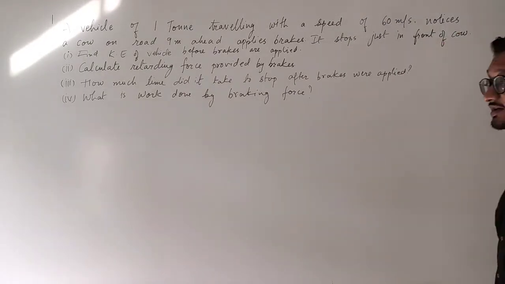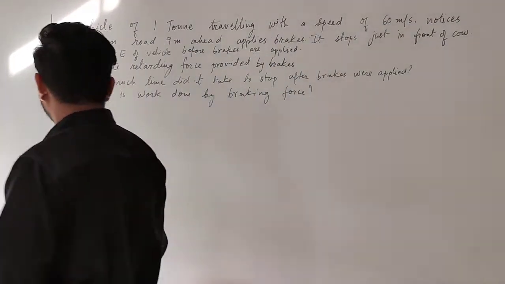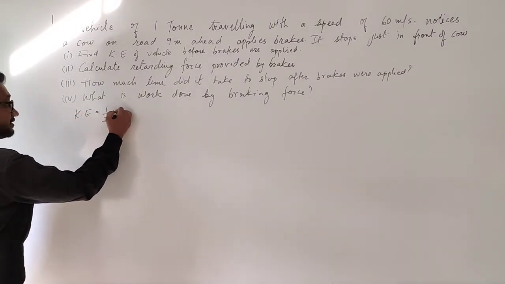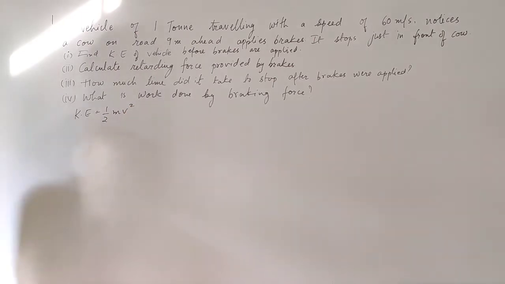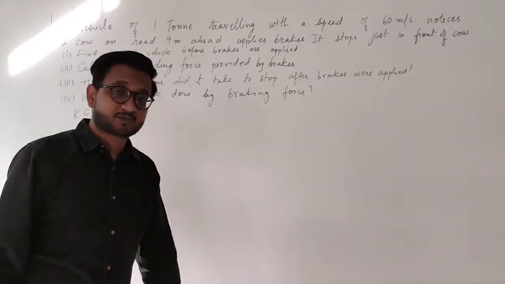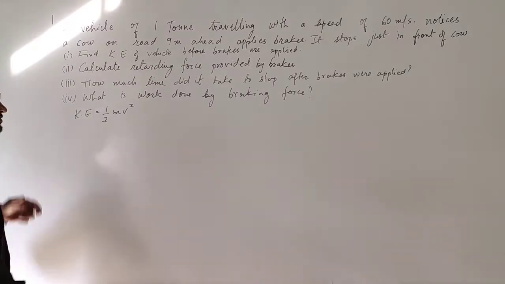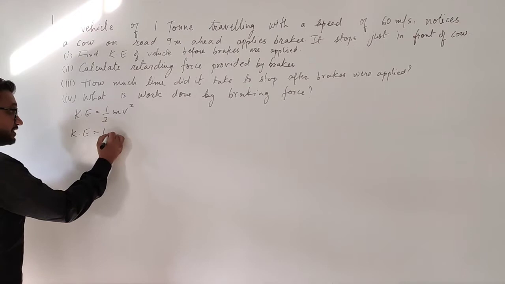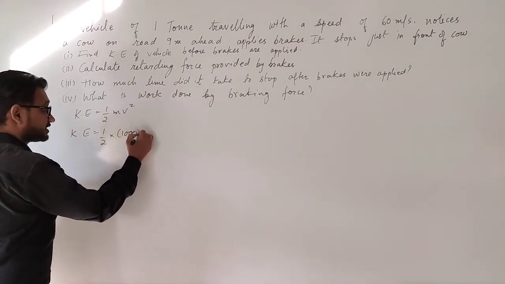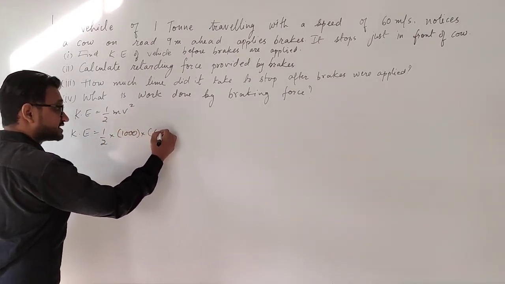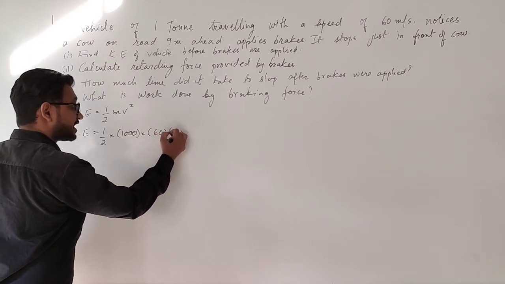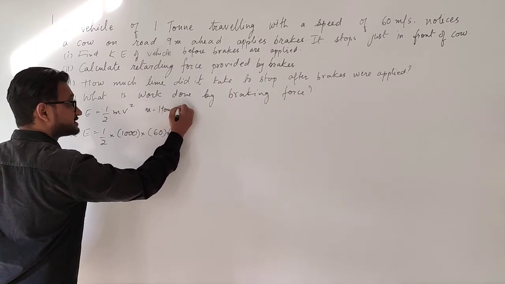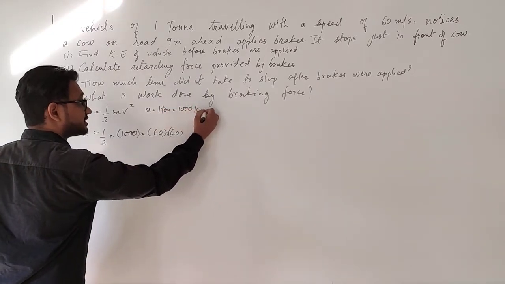Now, in order to find the kinetic energy, the formula is very simple. We know it, kinetic energy is equal to half into mass into square of velocity. Very easy. We have the mass. Mass is 1 ton. So, I am writing over here kinetic energy is equal to half into mass 1000 kilograms into velocity, that is 60 into 60. I am writing over here mass m is equal to 1 ton is equal to 1000 kilograms.